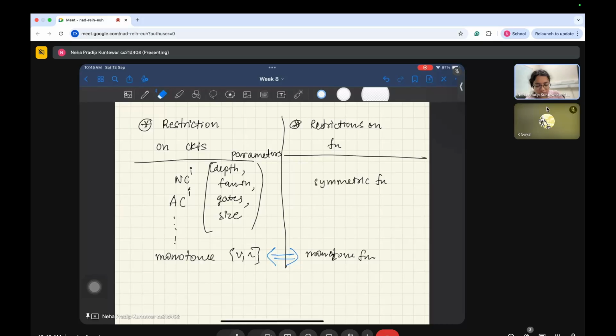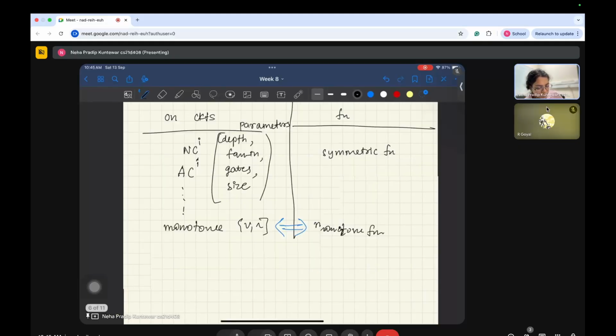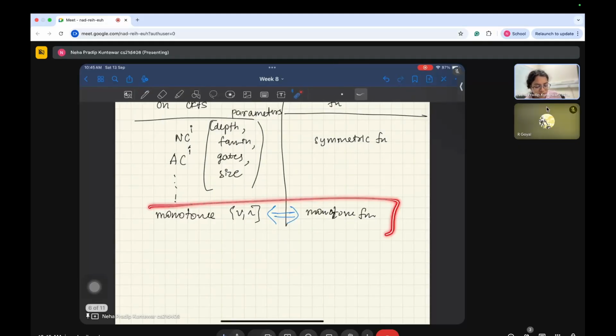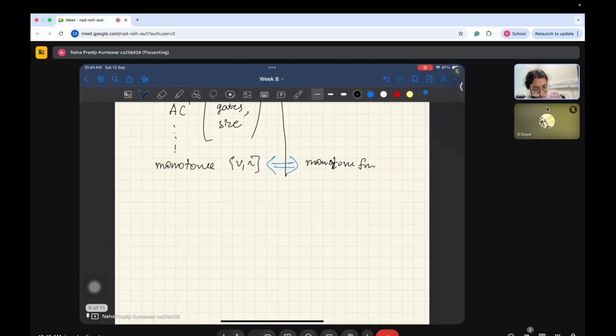Right. Okay. Although we know one result like this, symmetric functions could actually be non-monotone. For example, we saw the parity function. Let's ask this: can there be functions that are symmetric and monotone?